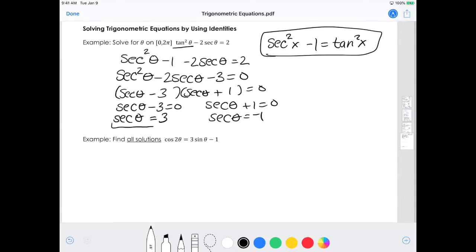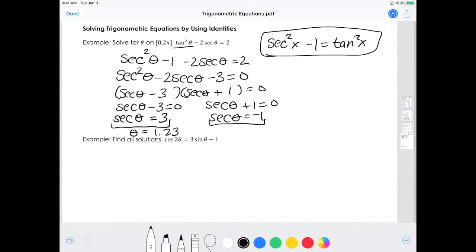Now, this isn't something that's on our unit circle. So we would have to use inverse secant. And when we did that, we would get theta is equal to, if we do this in radians, 1.23 if we round to 2 places.